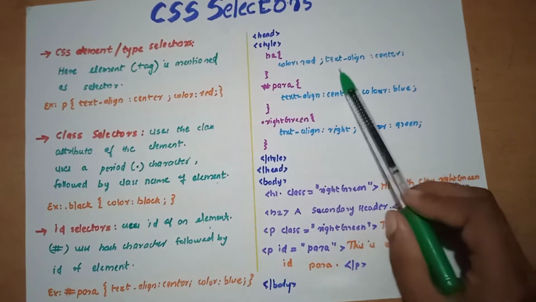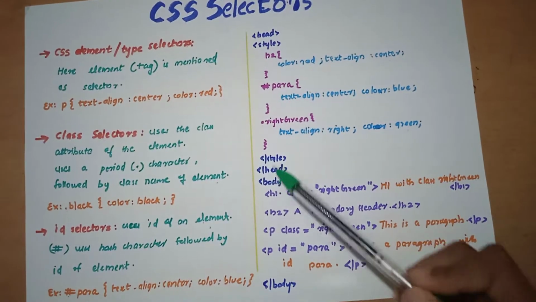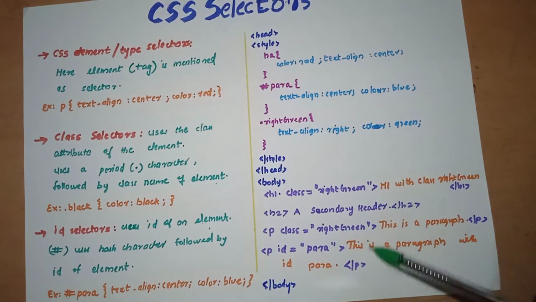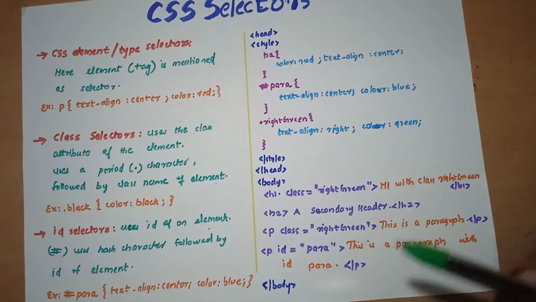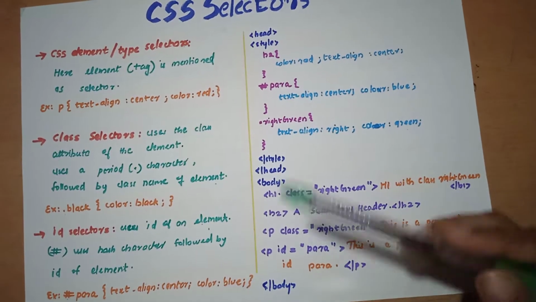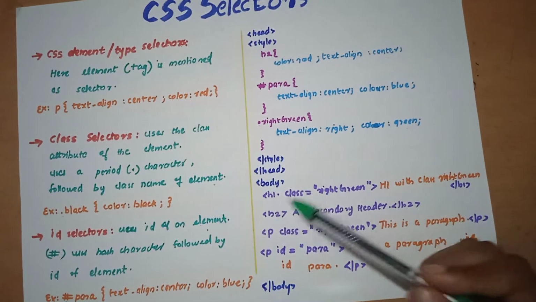And as we have done with the styles, we just closed our style tag and also the head tag. And coming to the body tag, what all things to be displayed in our web page is written in the body tag, and the styles will be there in the style tag. So here I'm using it like this.